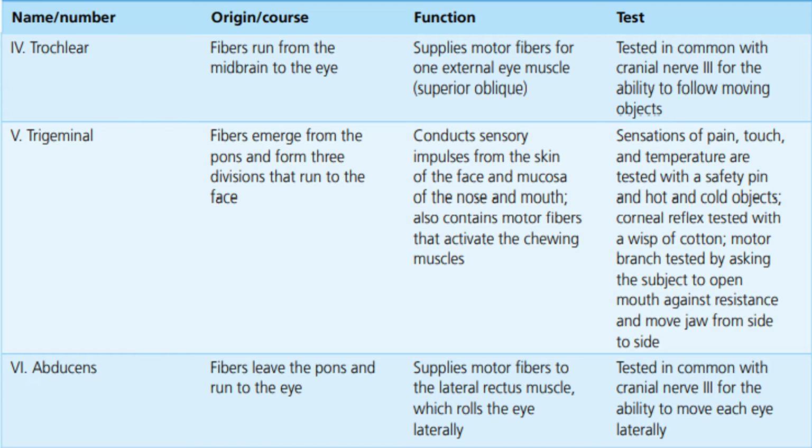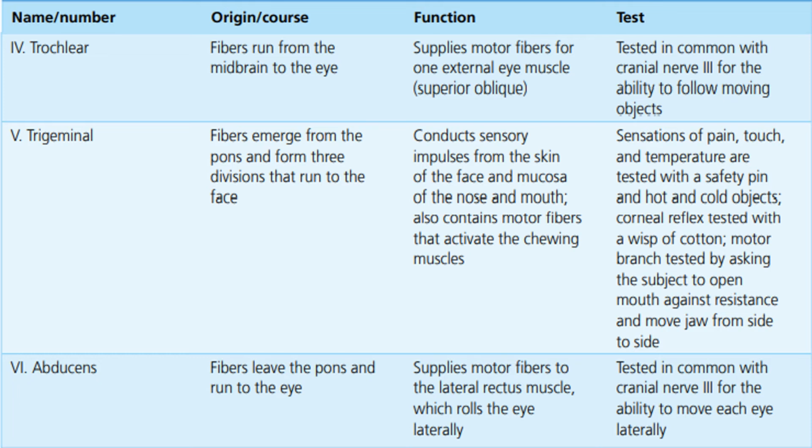Number 5 is the trigeminal nerve. Fibers emerge from the pons and form 3 divisions that run to the face, conducting sensory impulses from the skin of the face and mucosa of the nose and mouth. It also contains motor fibers that activate the chewing muscles.